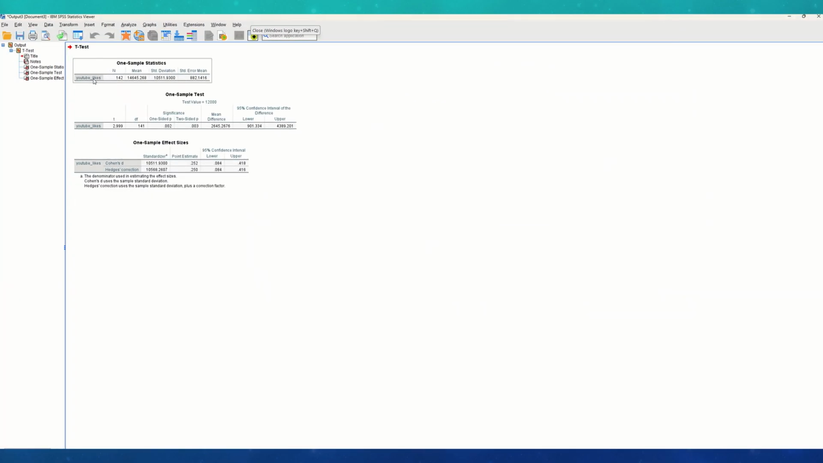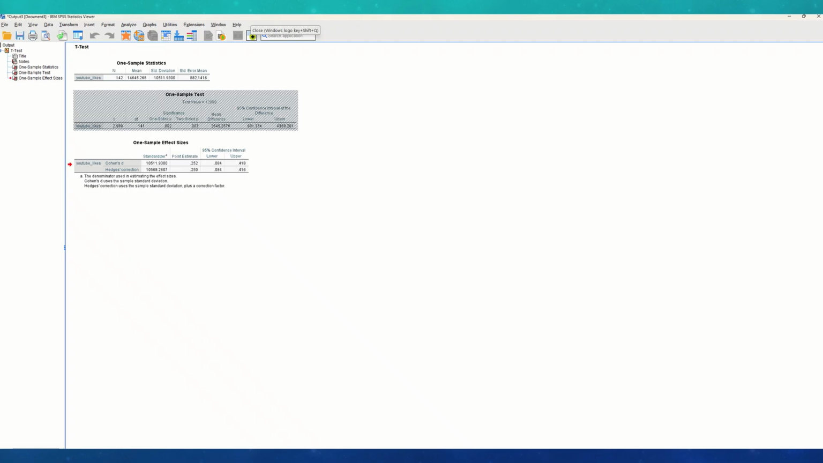So you'll have the variable, the number of values, which is 142, the mean of those values, which is 14,645, the standard deviation, which is 10,511, and the standard error of the mean, which is 882.1416. And then when you look at the one sample t-test, it will give you your t-statistic of 2.99.